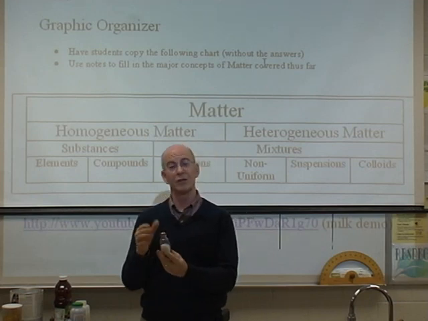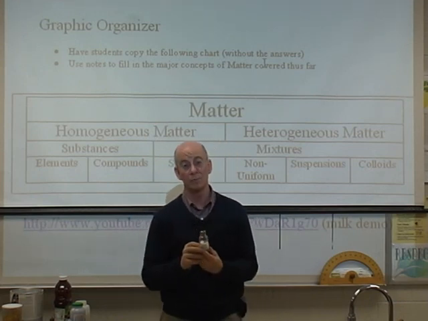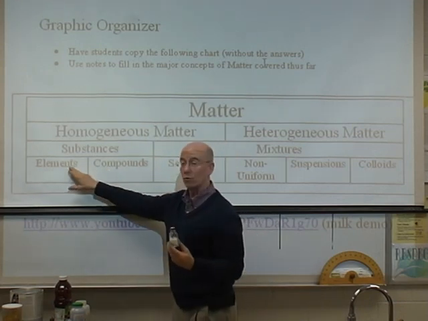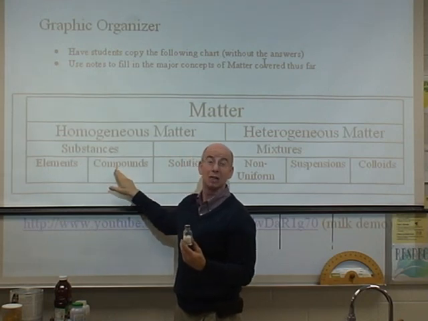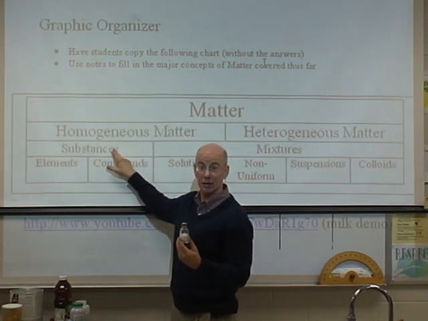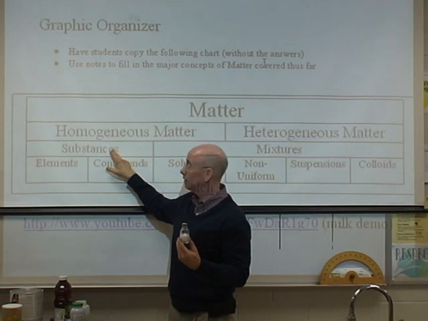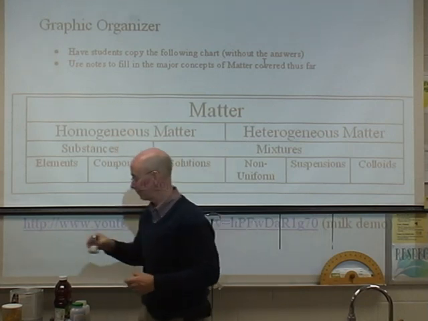Table salt is NaCl, sodium chloride. That is 2 elements put together chemically. It is a compound. Therefore, it's pure. It's not mixed. It's actually chemically combined. That is homogeneous matter.